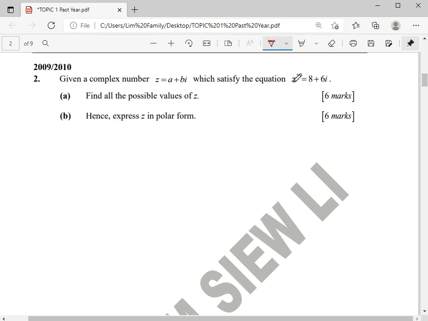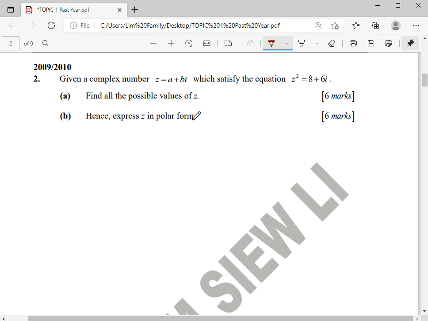They said they satisfy this equation: z squared equals 8 plus 6i. So find the possible values of z. It means we are asked to find back what our complex number is. Kena cari balik apakah complex number. Kalau saya nak cari balik complex number ini, bermaksud saya kena tahu apakah nilai a, apakah nilai b, menggunakan informasi yang dia bagi di sini, iaitu z square sama dengan 8 tambah 6i. Kemudian, bila saya dah dapat jawapan complex number saya, kita buat dalam polar form.